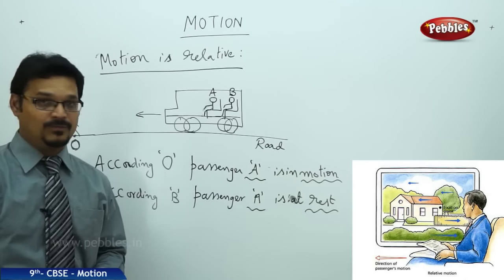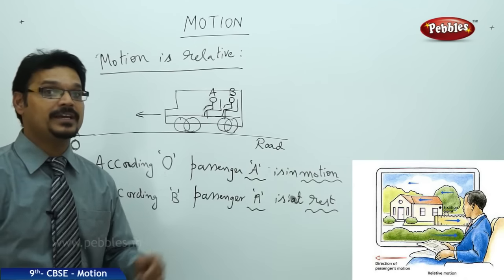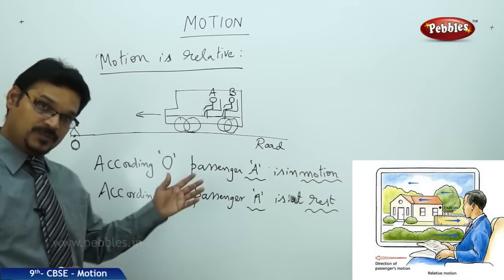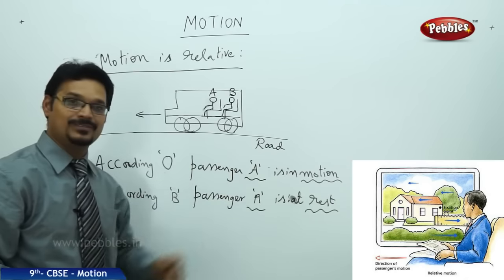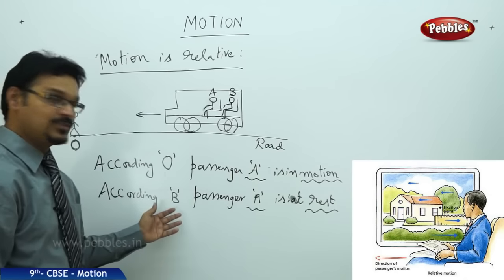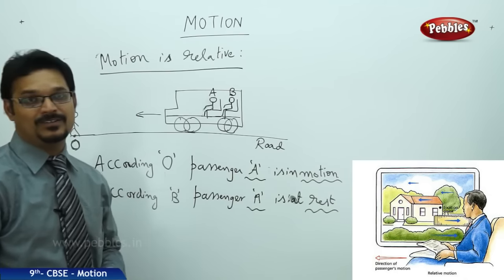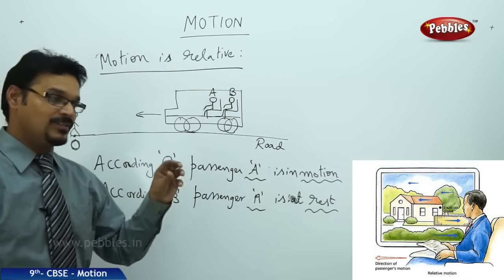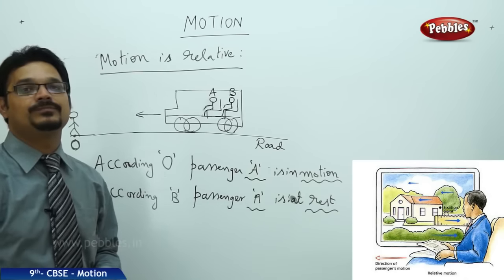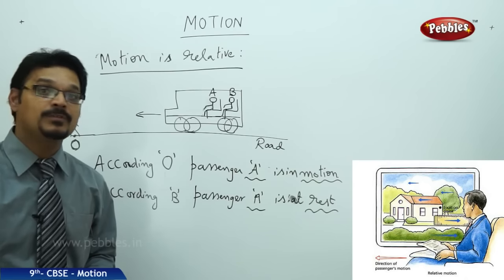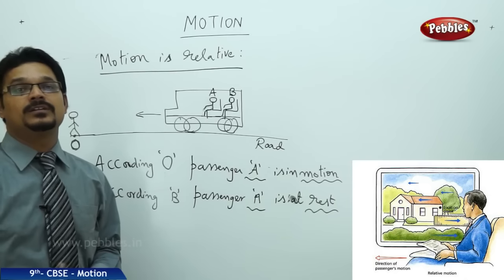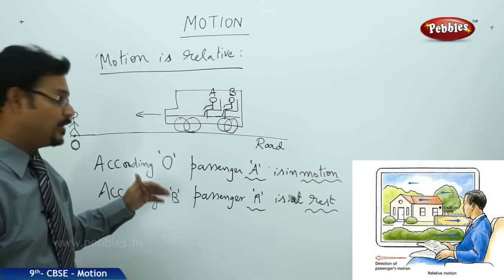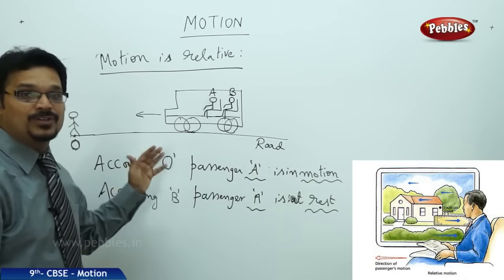That means motion is not exactly motion all the time with all observers. For some observers, maybe the body is in motion. For some observers, it is not in motion, it is at rest state. So that's why motion is relative. A body, for somebody, is in motion, but it need not be in motion for some other reference or some other body. So that's how we can say that motion is relative.